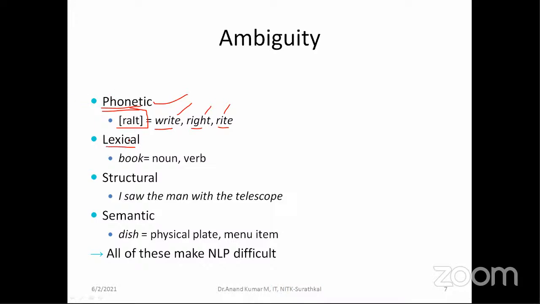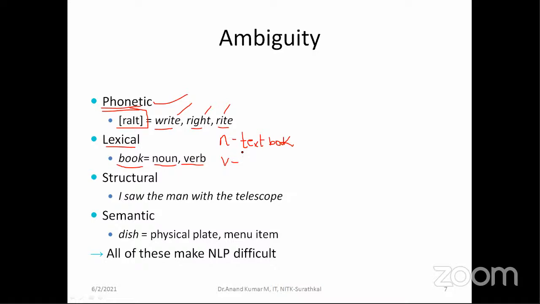Lexical level ambiguity. This is word level. Lexicon means dictionary, word level. So take a word and it has two different meanings because of two different grammar categories. Book can be a noun and book can be a verb. Book as a noun means textbook. Book can be a verb, no? So the first one is a textbook, and the other one is book as a verb.